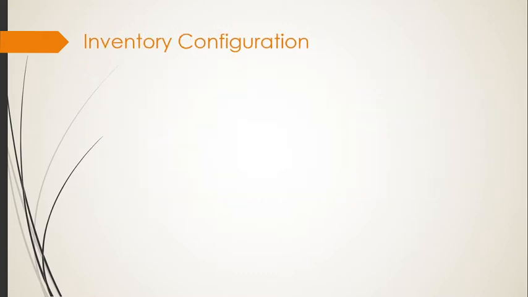Now moving to the next part, inventory configuration. What can you configure in this inventory? You can configure multiple inventory lists for a bucket. For a single bucket, you can configure multiple inventory lists for different purposes, for example, for different prefixes. For each prefix, you can create a different inventory list. So you can have multiple inventory lists for a single bucket.